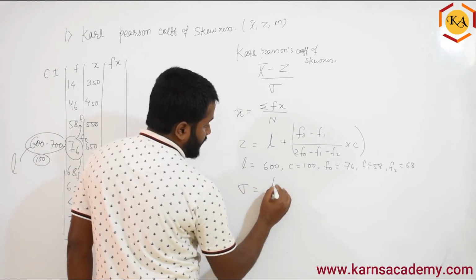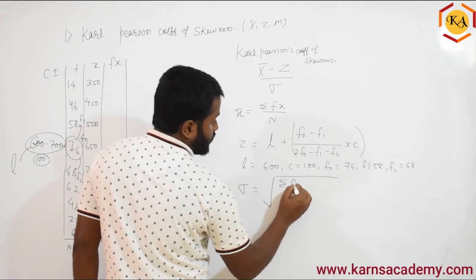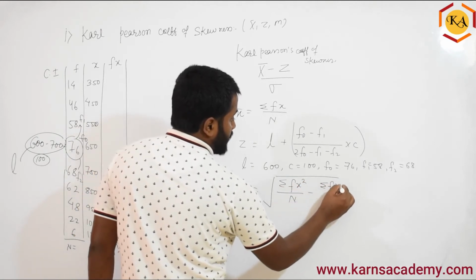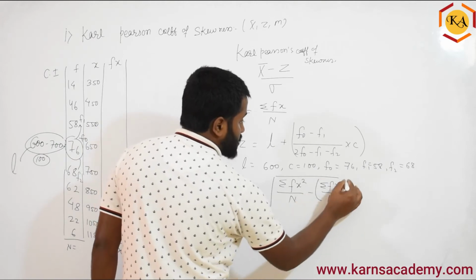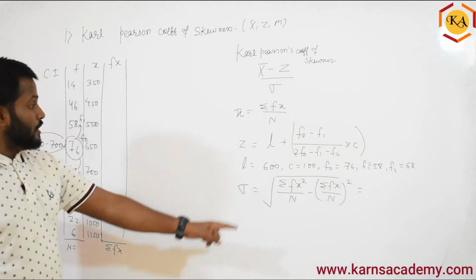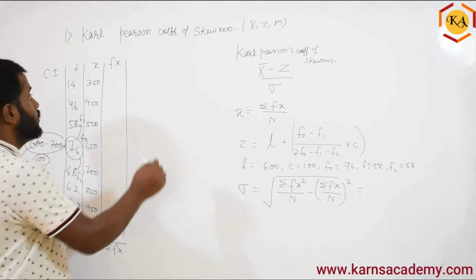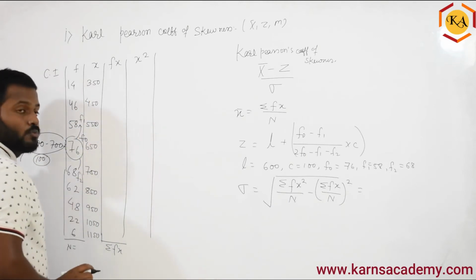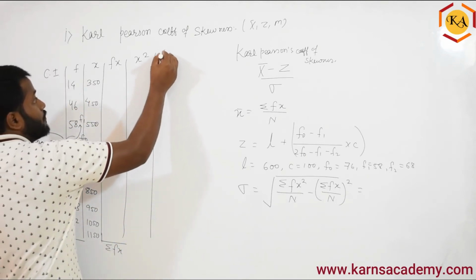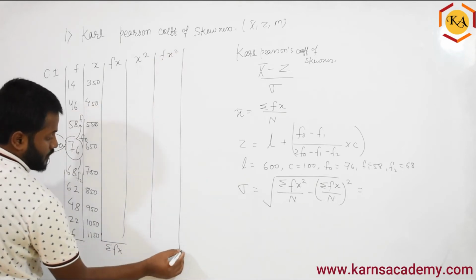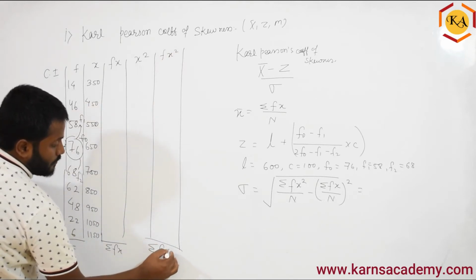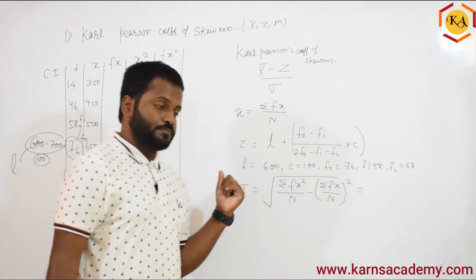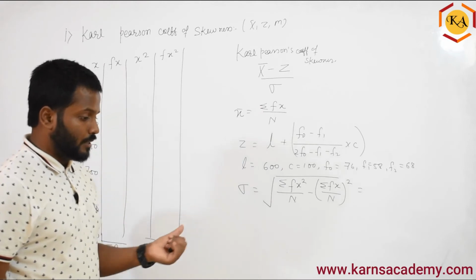Then comes standard deviation. For standard deviation I am going to use this particular formula: square root of summation fx square by n minus (summation fx by n) the whole square. Summation fx you already have from here. The only thing you need is to square this x, all these, 350 square, 450 square, 550 square and so on, and multiply by f. Once you multiply this, you will get fx square, which you are going to substitute here. So easily you can find out mean, median and mode.